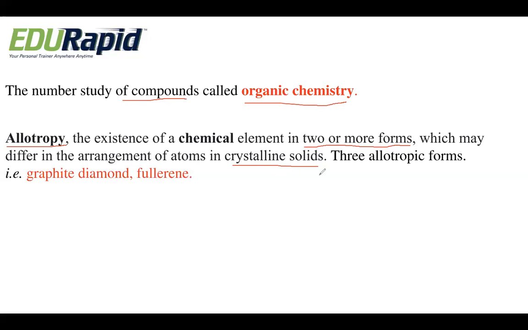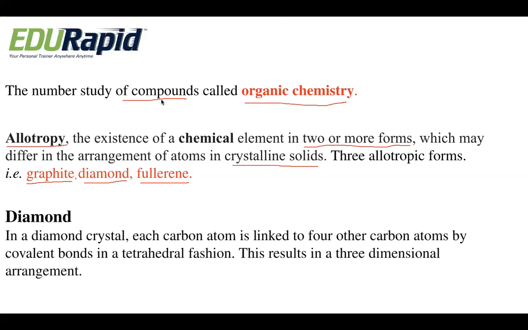There are three allotropic forms of carbon, that is graphite, diamond, and fullerenes. So these are the three allotropic forms of carbon. Again, we say that a special property of carbon is allotropy. It has three allotropic forms. So let us study all three allotropes of carbon. Firstly, we move to the diamond.